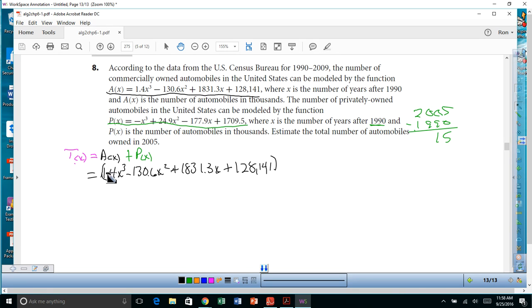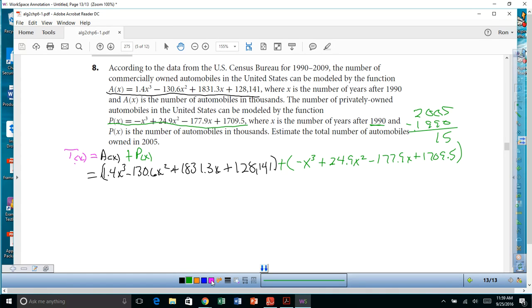That's your A of x. We're going to add to that the P of x. And the P of x is negative x cubed plus 24.9 x squared minus 177.9x plus 1709.5. All right, so step one. What is step one? Make sure they're in decreasing order, and both are. Good. Step two, since we're adding, we're just going to combine like terms.